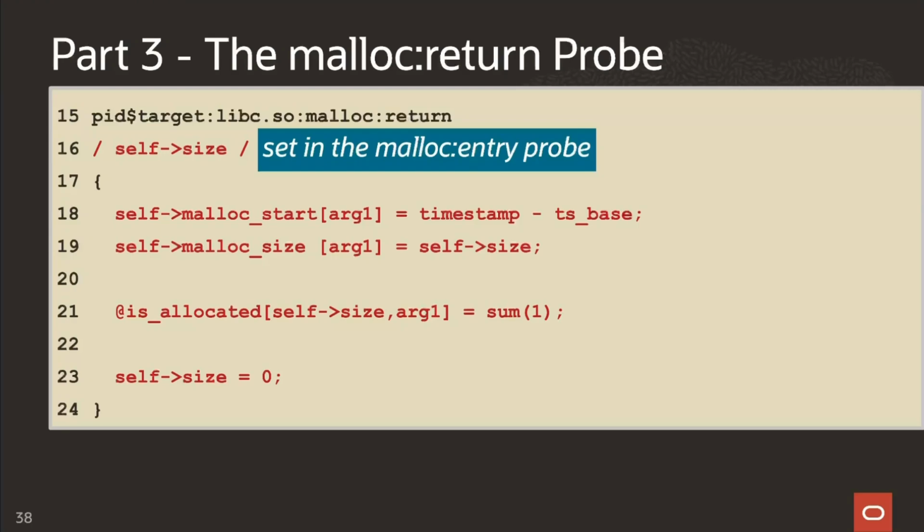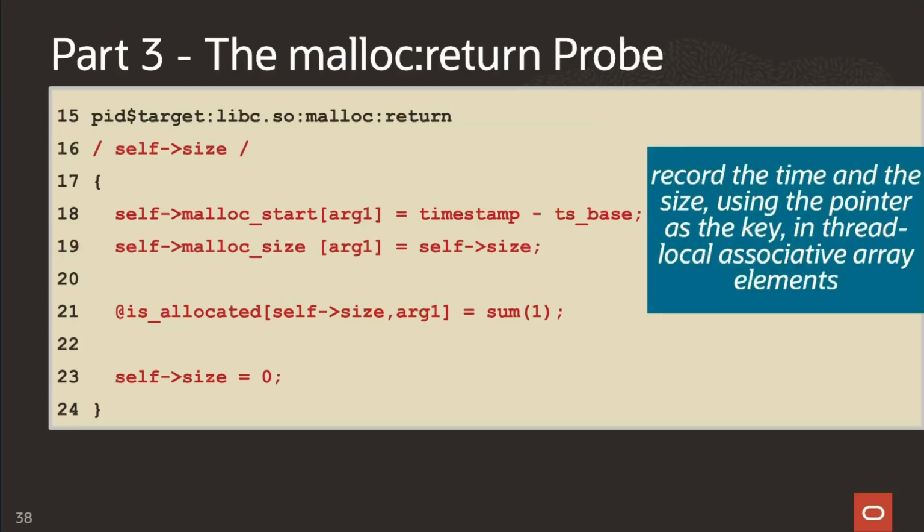Then at line 18 and 19, I'm using two associative arrays. These are not aggregations, these are associative arrays. There's no @ symbol at line 18 and 19. And at 18, I'm going to record a timestamp. I'm going to record the start time of the malloc. We're now in the return part, so the malloc is about finished. And I want to know how long it took since the beginning, since the begin probe fired. So I'm taking the timestamp and I subtract ts_base that was set in the begin probe.